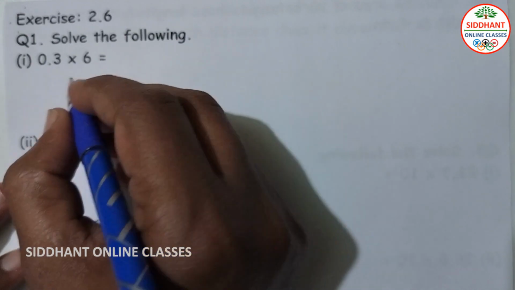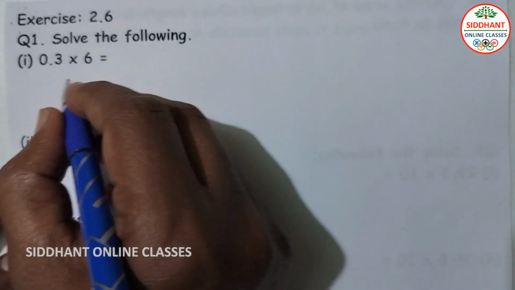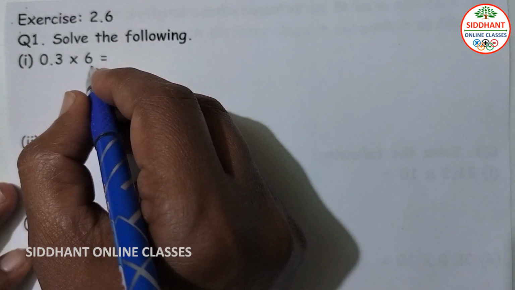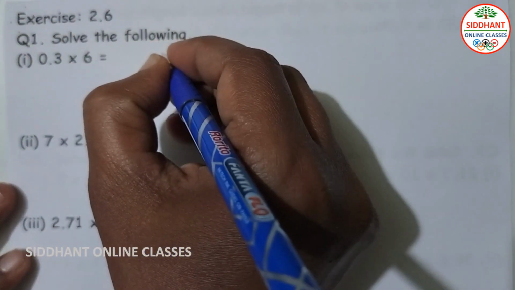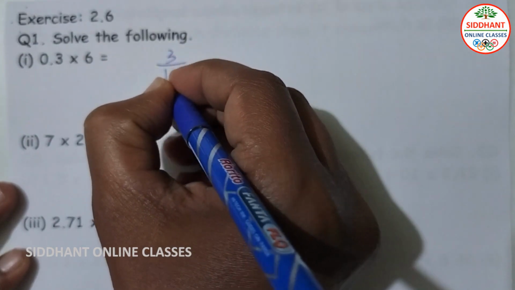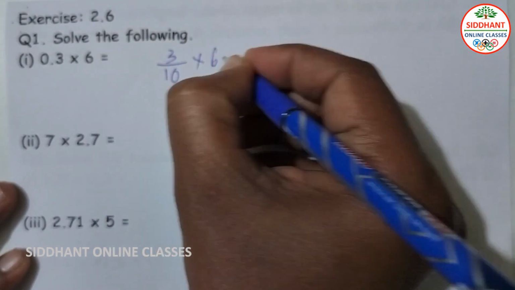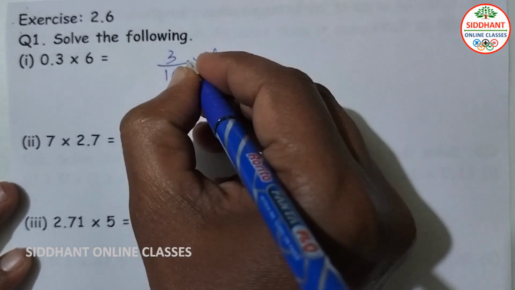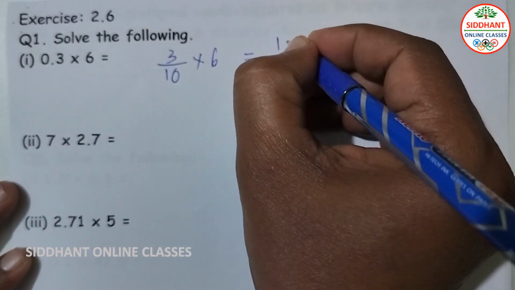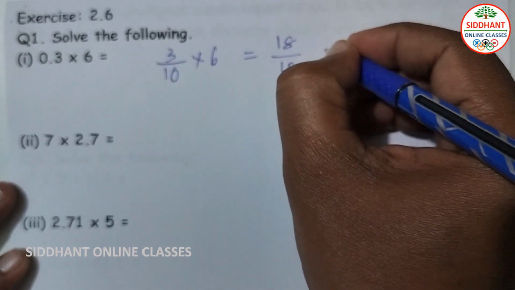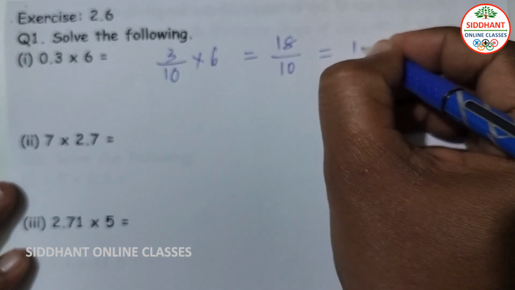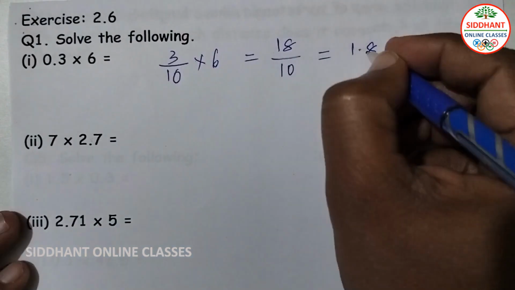Exercise 2.6, question number 1. Solve the following. First one, 0.3 into 6. So 0.3 into 6, 0.3 can be written as 3 by 10 into 6. So here 3 into 6, 18 by 10. So that equal to 1.8.